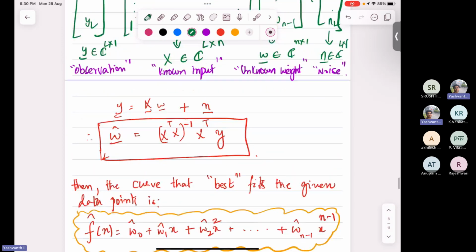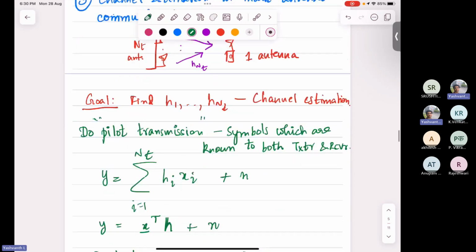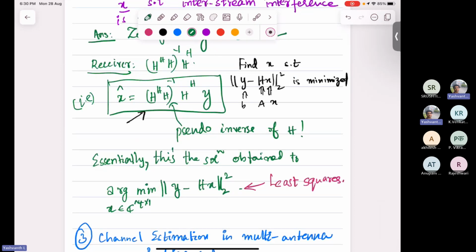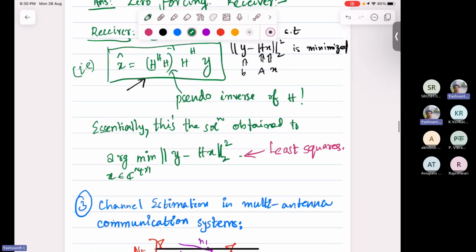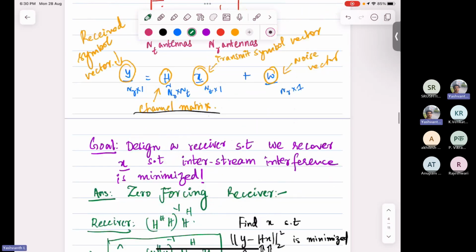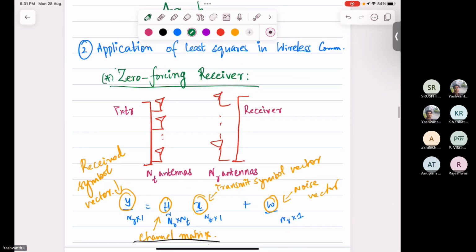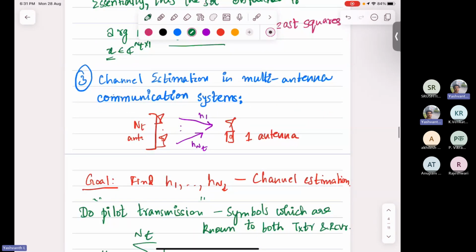Okay, now let's go back to our system of our pseudo inverse. There was a short digression that we had on pseudo inverse. So essentially the solution x hat is nothing but we are just trying to find the argument x that minimizes this quantity, the L2 norm of y minus Hx squared, which is the least square. That's why one of the applications of least square is in designing a zero forcing detector or zero forcing receiver. The next application which the professor had done in the lecture was on channel estimation in a multi-antenna communication system.